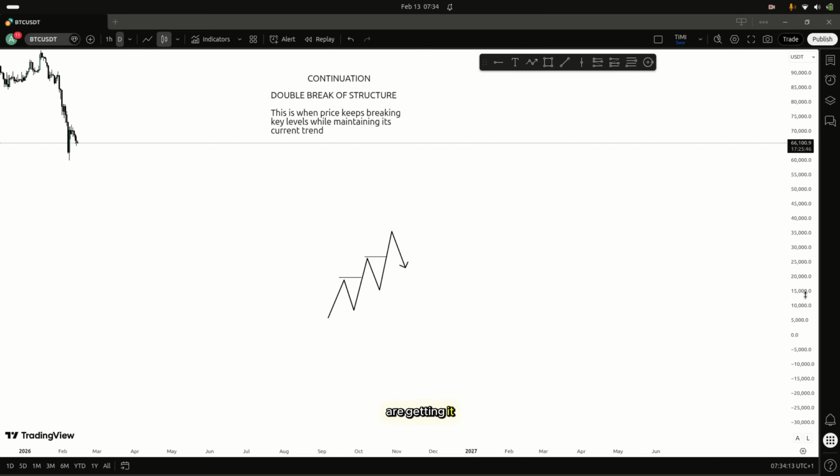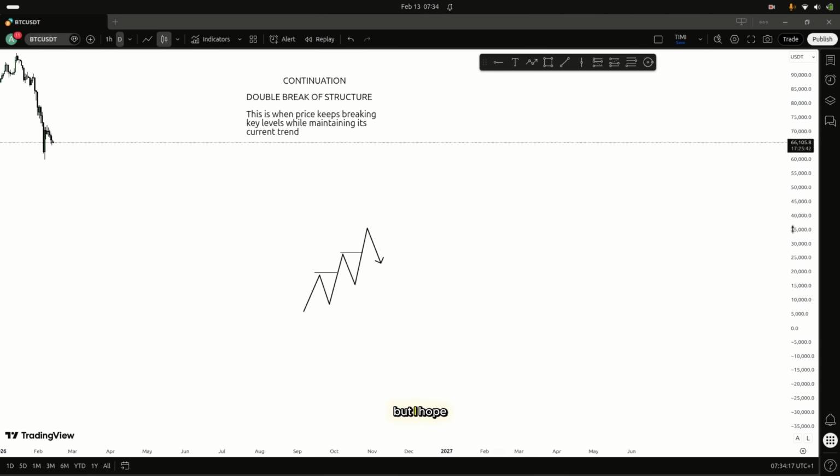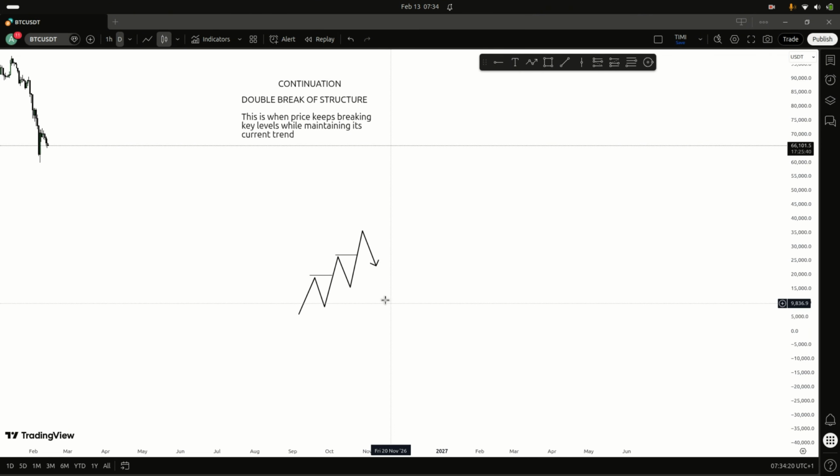I hope you are getting it, because what I'm saying is very, very simple the way it is in my head. Price was previously in an uptrend. Okay, price is in an uptrend at this point, right?